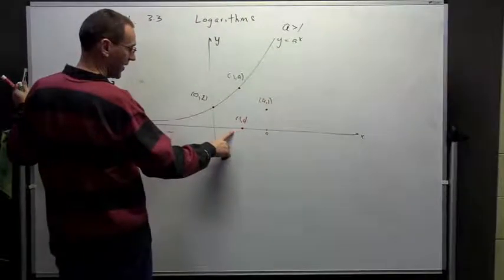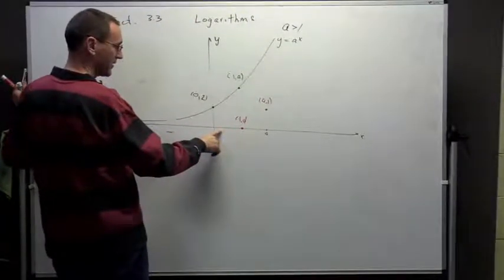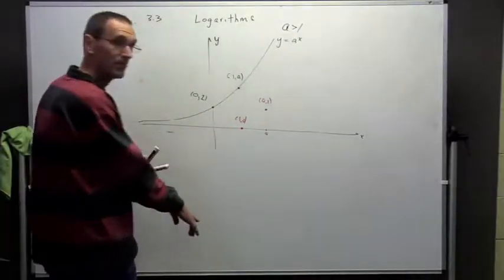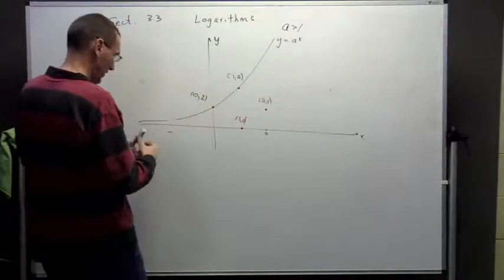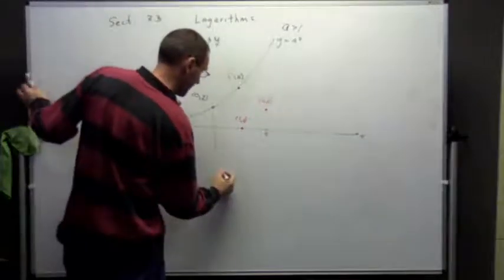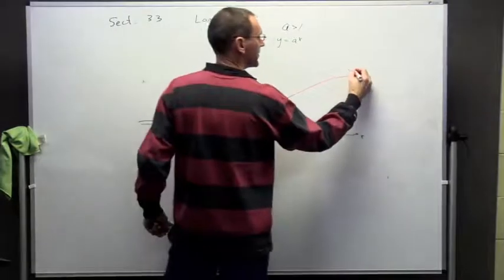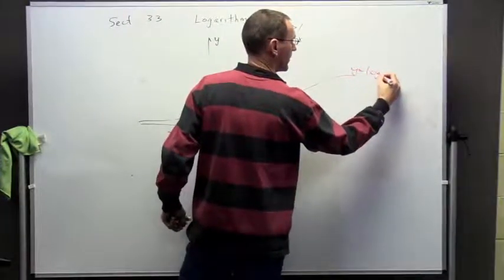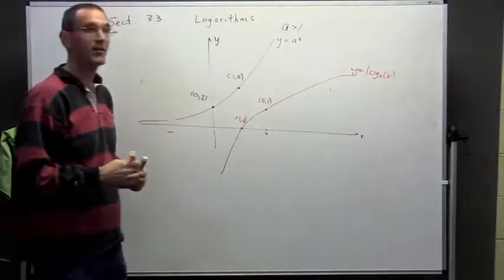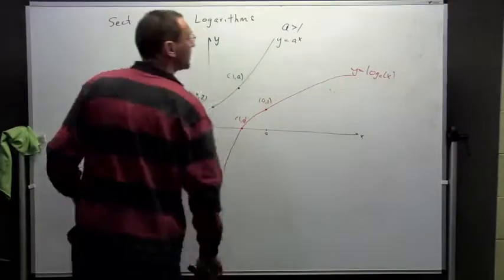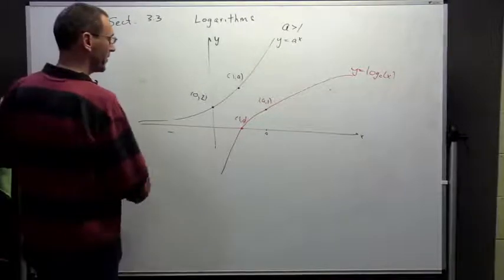So that means for the inverse, as the x gets closer and closer to 0, the y value has to get closer and closer to minus infinity, and I'm going to get something that looks like that. So this is the function y equals log base a of x. Okay. So let's see if we can look at this algebraically and give us a little more meaning.